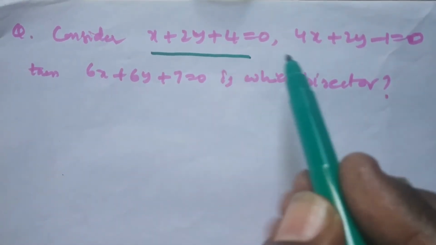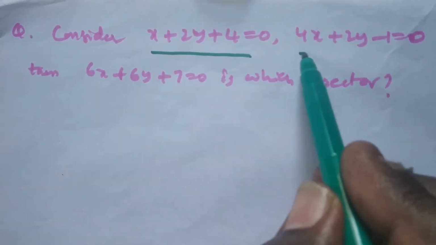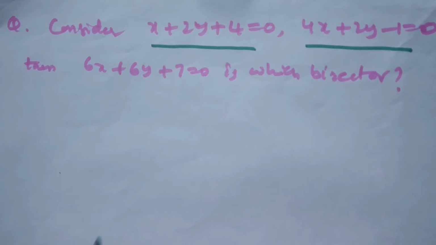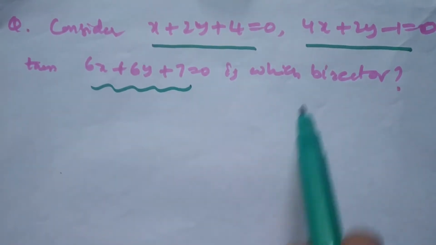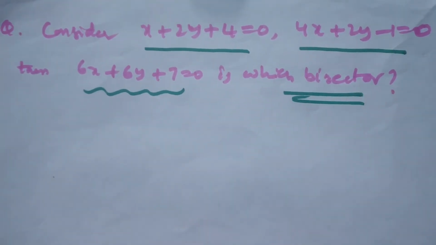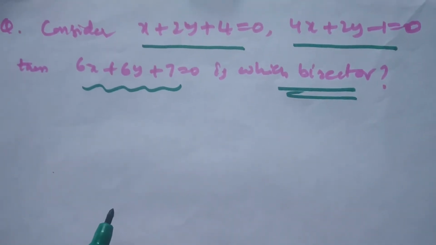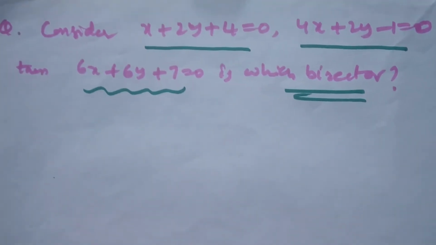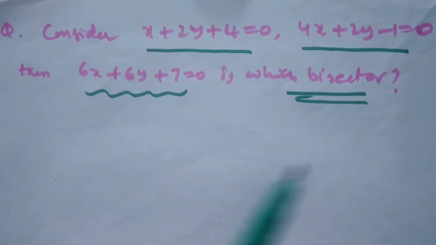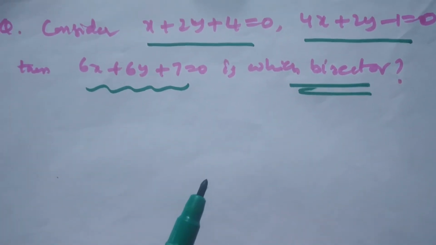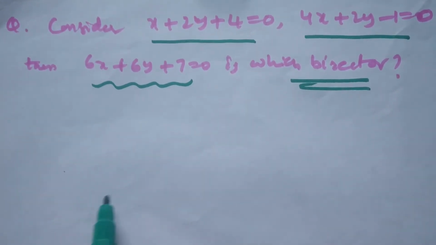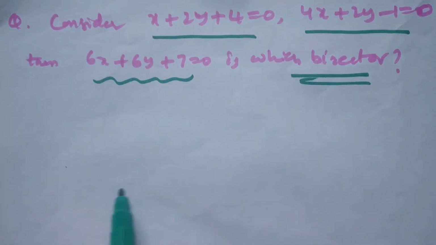Consider the two lines x plus 2y plus 4 equal to 0, 4x plus 2y minus 1 equal to 0. Then this is which bisector? That is, either the acute angular bisector or the obtuse angular bisector. I am not using the a1 a2 plus b1 b2 greater than 0 concept. So one bisector is in your hand. You have to identify which bisector this one is.